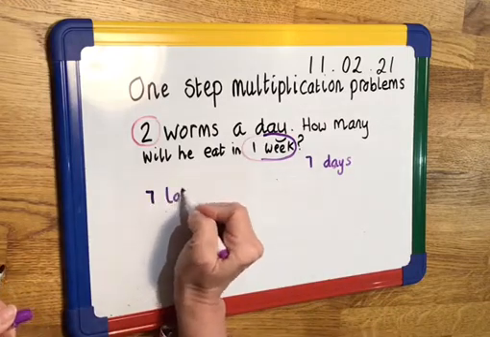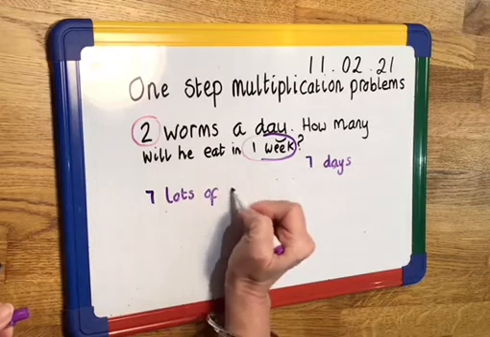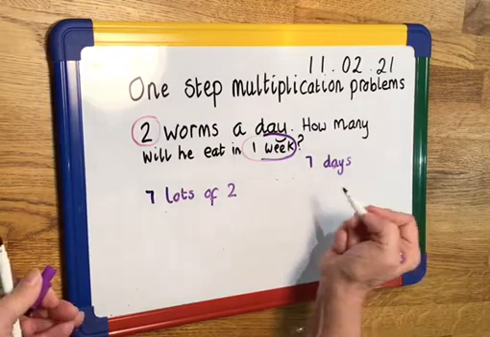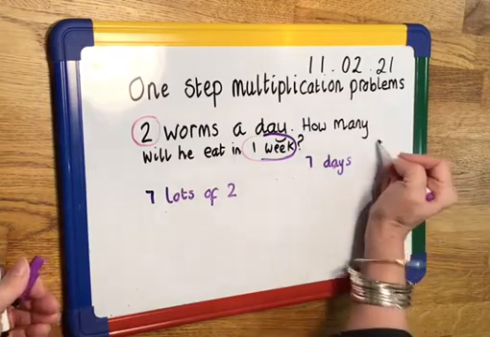7 lots of 2. To solve this, I could draw a picture. I could draw an array. So I'm going to draw an array. Let's draw 7 lots of 2. I'm going to do it over here.